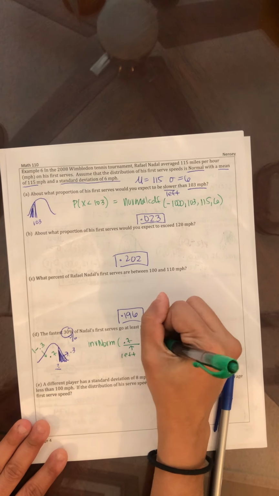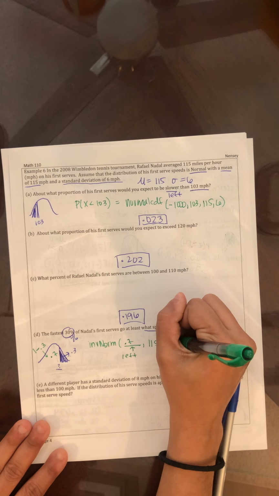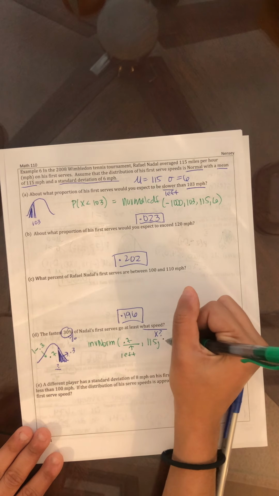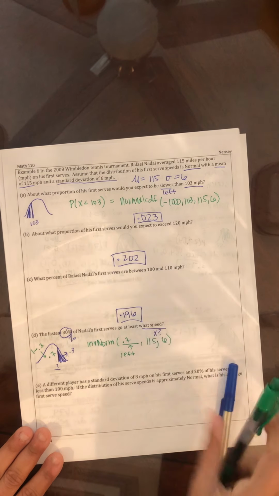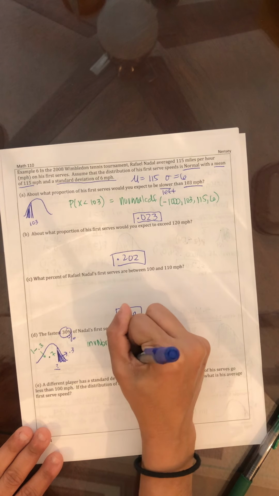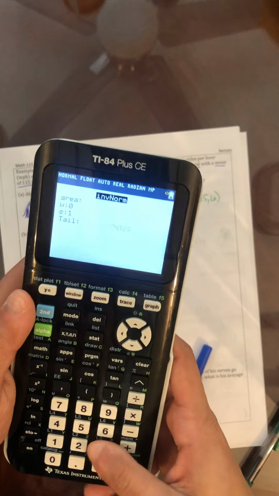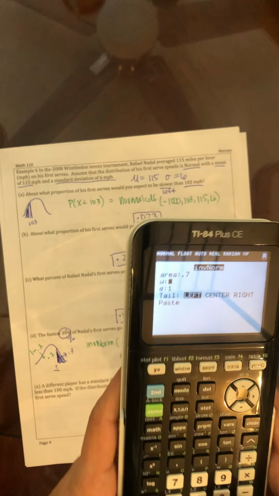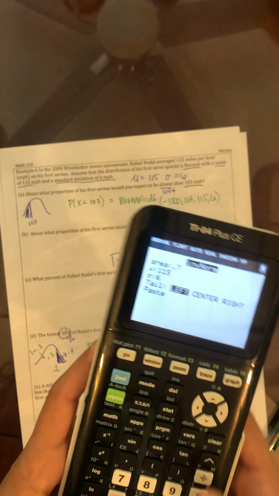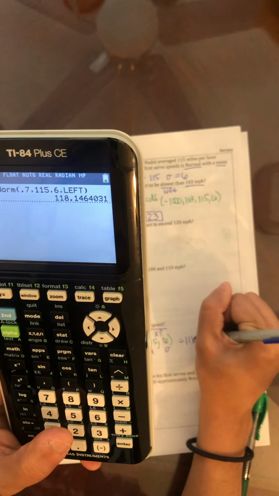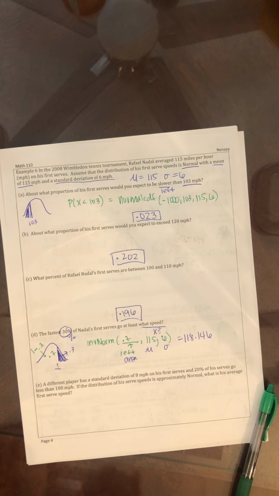And your mean is going to be 115, and your standard deviation is 6. And again, that's going to be area, mean, and standard deviation. So again, to get to that point, you hit second vars, number 3. Area is 0.7, mean is 115, and sigma is 6. And then I just hit enter, and I automatically get 118.146.